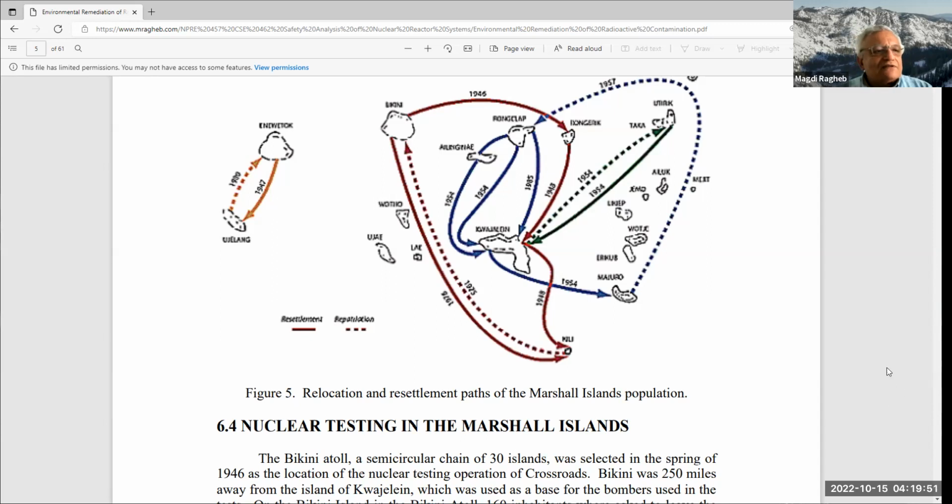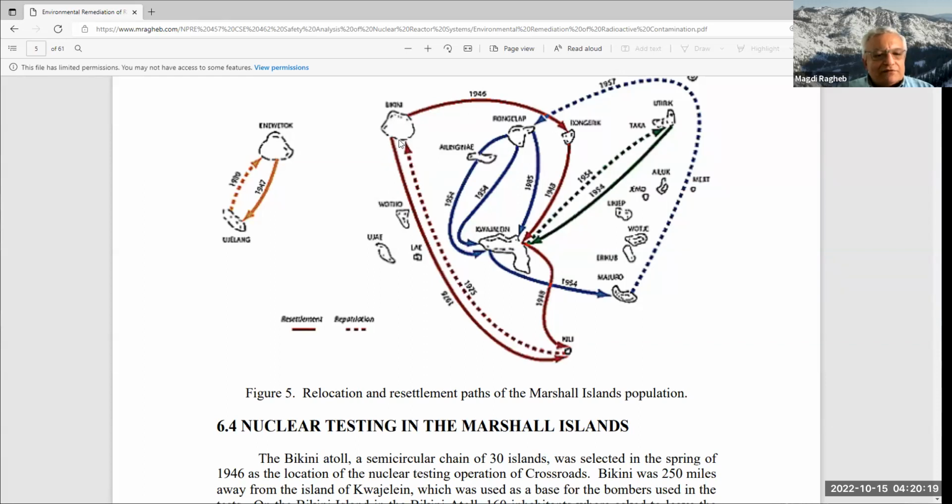And you could see here, let us start with the Bikini. Bikini is here, that atoll. In 1946, they relocated to an island, not an atoll. So they're fishermen, so they couldn't live there because they have no protection for their boats against the sea. So they relocated back again to Kwajalein. That is an island again, it's not an atoll. And then they kept relocating them back and forth.